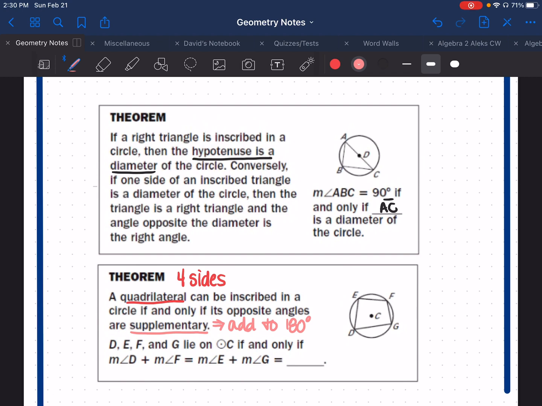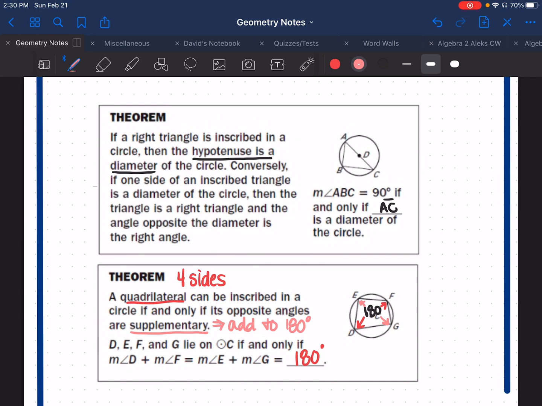So take a look at my quadrilateral here. D, E, F, and G do lie on circle C if and only if D plus F is the same as E plus G, and they all equal 180 degrees. They have to equal 180. So let me go ahead and put the 180 here in the middle. And take a look. It's got to be the opposite. So these two add to 180 and those two add to 180. They have to go opposite each other inside.